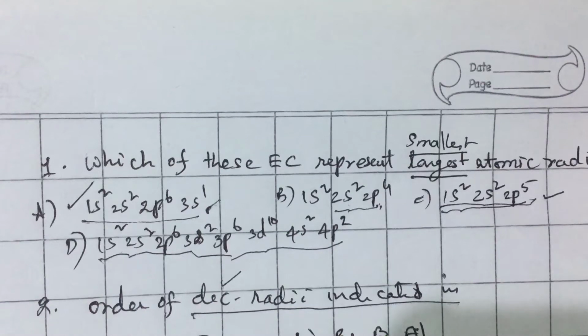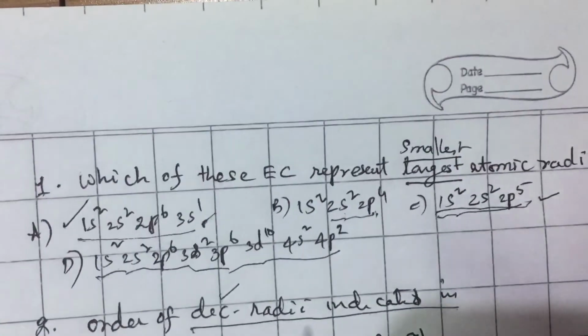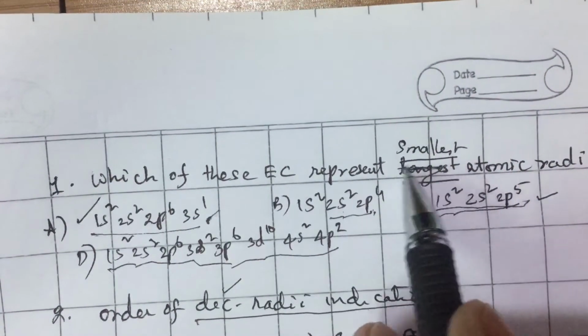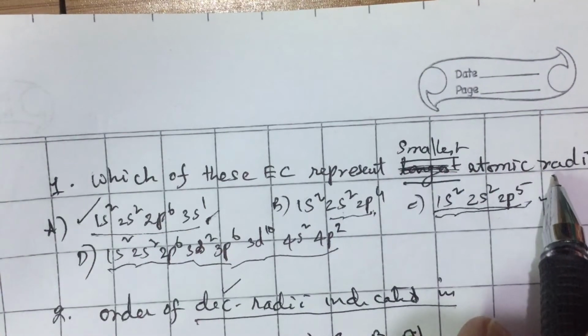So I welcome you to look at some questions from the topic called periodic classification of elements. Let us look at the first question. Which of these electronic configurations represents the smallest atomic radius?